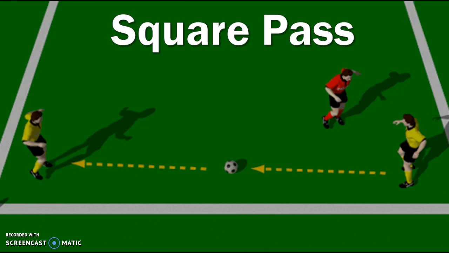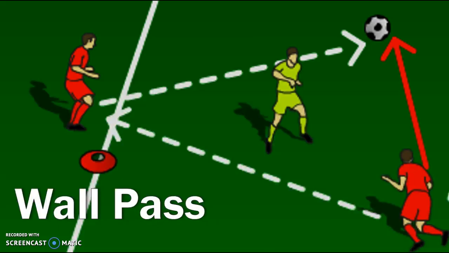People often hear the term cross, and a cross is a type of square pass. Next we have the wall pass. This is a combination pass involving two teammates and is often referred to as a 1-2 pass or a give and go. This give and go pass is a useful soccer skill for working the ball through a tight defense.